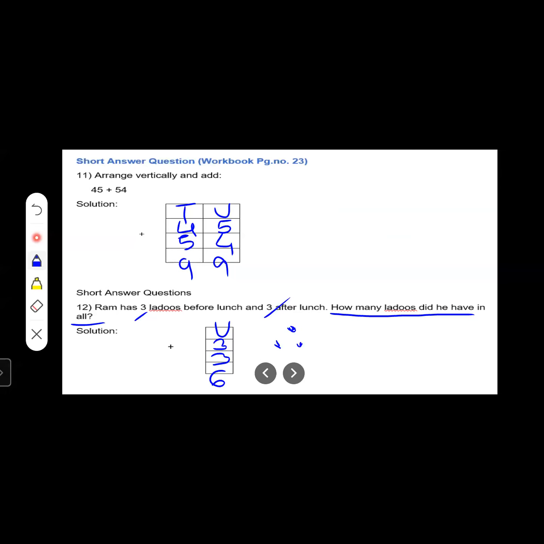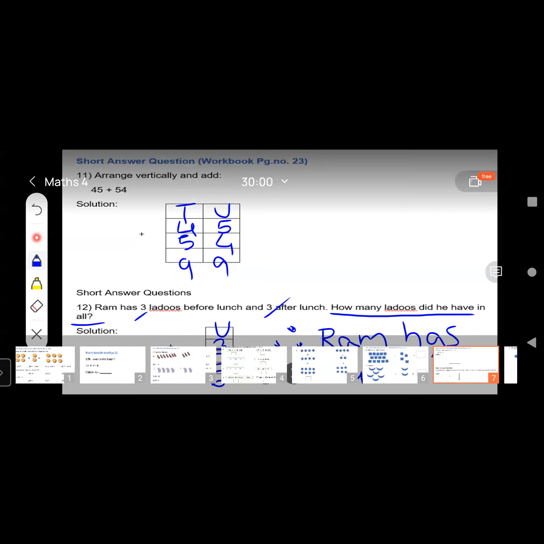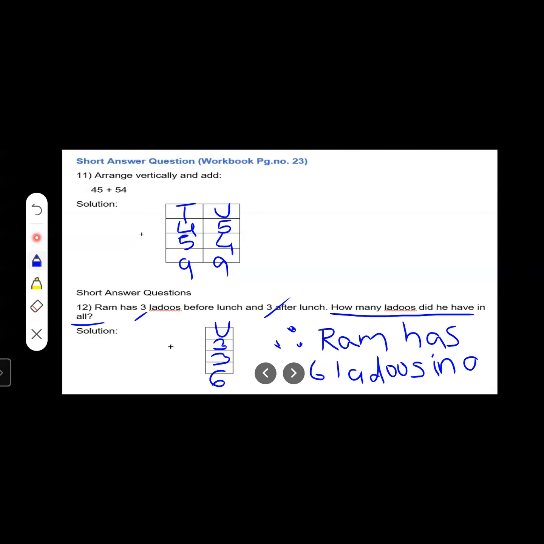So therefore, Ram has 6 laddus in all. Okay. Therefore, Ram has 6 laddus in all. Understood this sum?